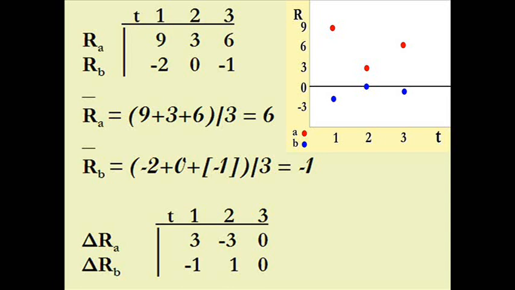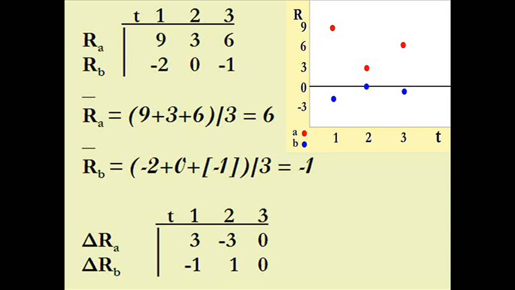And we're going to, of course, calculate the mean. And for A, that's the 9 and the 3 and the 6 added up, divided by 3. That's 18 over 3, 6. And B is the -2 and the 0 and the -1. That's -3 over 3, is -1.